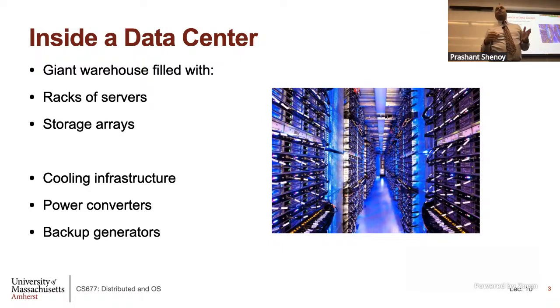And the aisles in this case are actually going to host servers. So here's an example of an aisle in this large facility, and you will see that there are racks of servers. There will be many such aisles, each with its own set of servers, and then there are many aisles. So these are very large facilities. It's a giant warehouse or a facility that's filled with racks of servers, storage arrays, and so on.